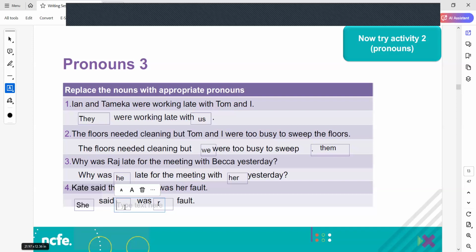So she said. So somebody just gave me she. Do you want to carry on? Yeah, she said the breakage was. So we're changing the breakage. So what could we change the breakage to? She said it was. Good.